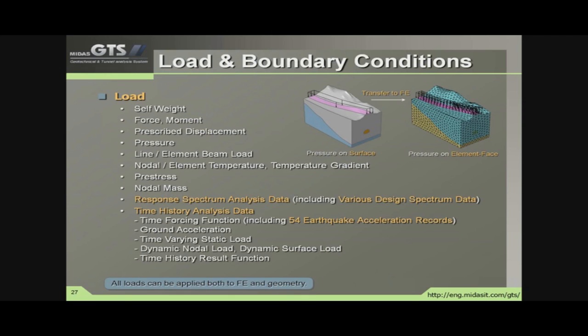You can define the boundary conditions and the load. These are the various loads that you can define. You can define either the self-weight. So Midas GTS will automatically calculate the self-weight by considering the volume and the density. You can also define your own force or moment. You can define prescribed displacement. You can define pressure. You can define line or element beam load. Nodal loads, pre-stressing can be defined. Nodal mass can be defined.